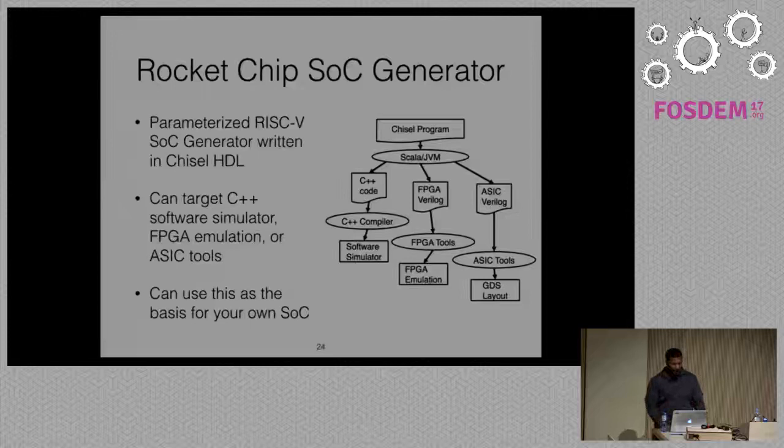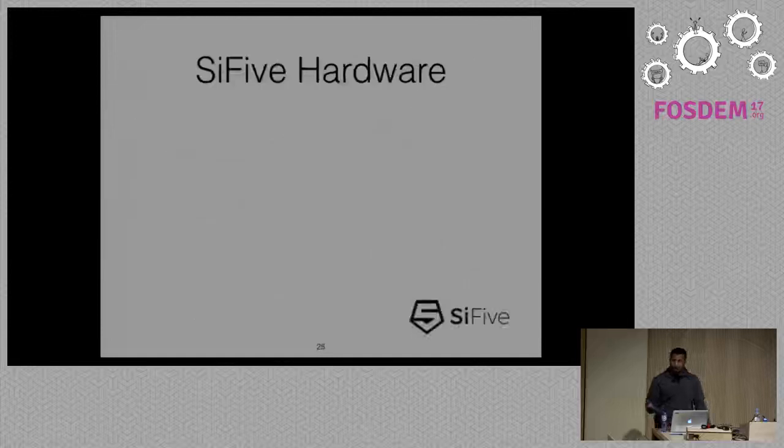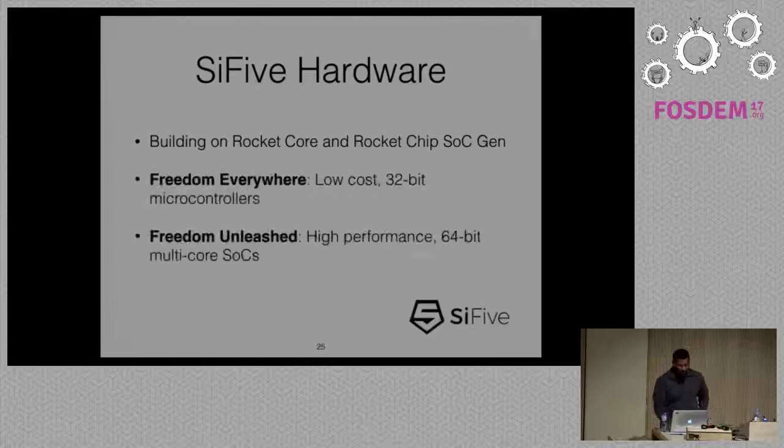As I mentioned, you can either target FPGAs or actual real hardware, and SiFive has been doing this, building on the Rocket core and the Rocket Chip SoC generator. They have 2 platforms now: the Freedom Everywhere, which is their low-cost 32-bit microcontroller product, and the Freedom Unleashed, which is the high-performance 64-bit multi-core SoC. The Freedom Everywhere will run real-time embedded operating systems, and the Freedom Unleashed will run Linux, BSD, that sort of thing. You can find their code on GitHub as well.